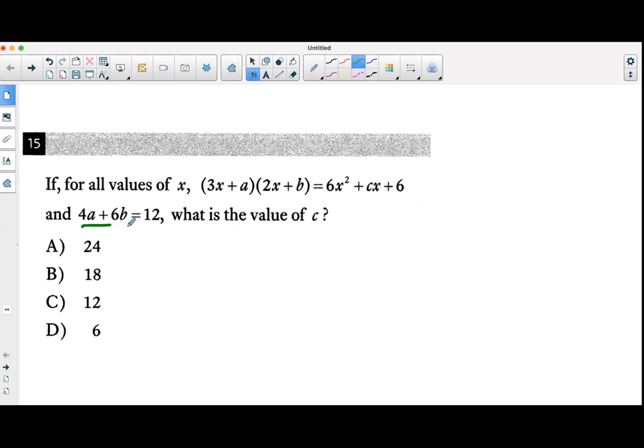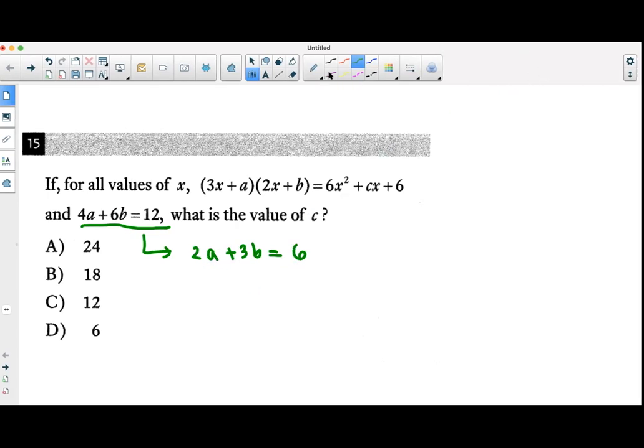I mean, numbers are a little bit big, so what I'm going to do is divide everything by 2. Is it okay? So I get 2a plus 3b has to be equal to 6. Are you guys good so far? But not only that, what do you realize about AB?